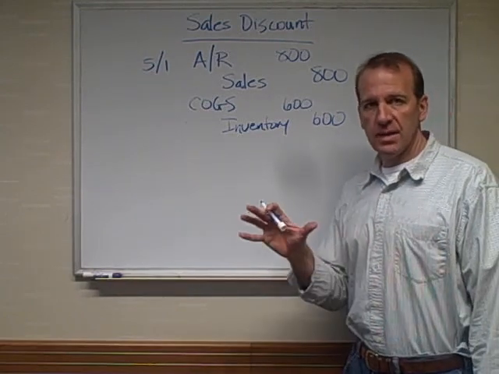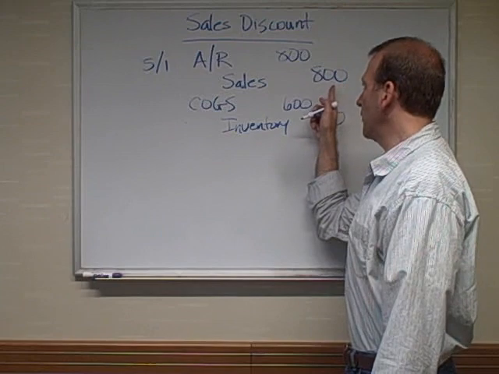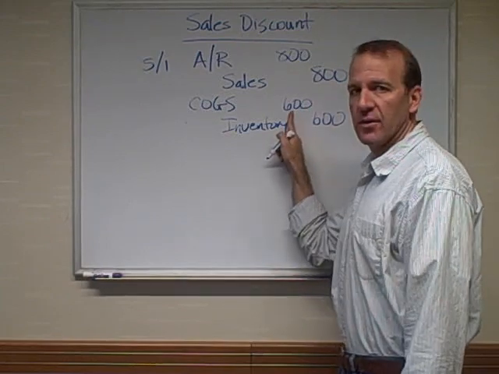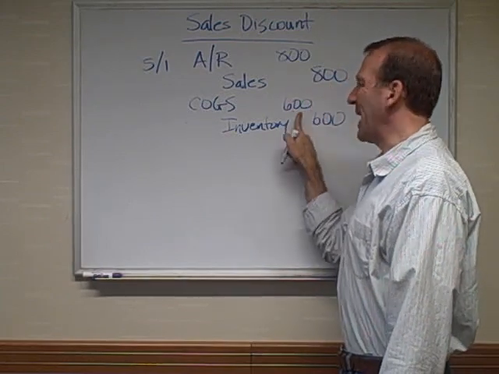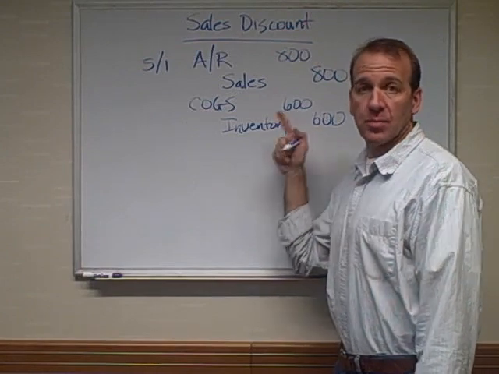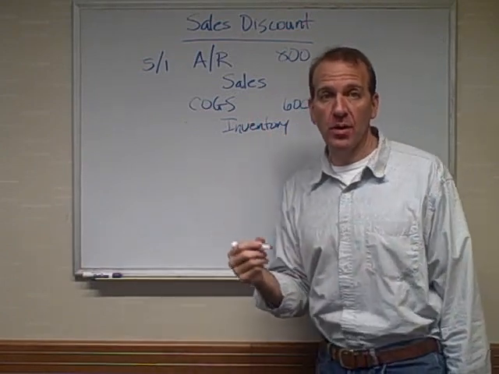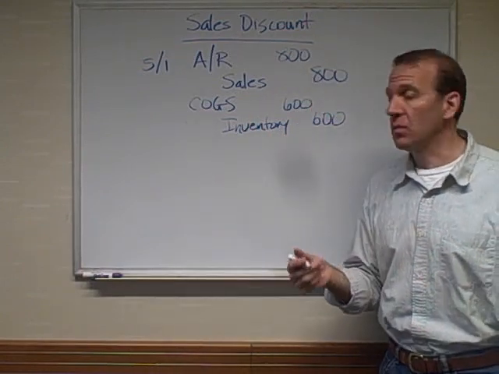So hopefully you can see from this journal entry that we sold it for $800, but it cost us $600. So sales minus cost of goods sold is the profit. So we have profit of $200 on this transaction at this time, okay?